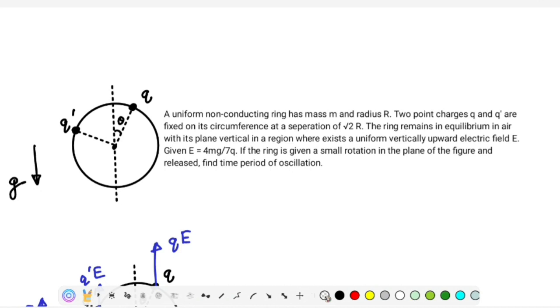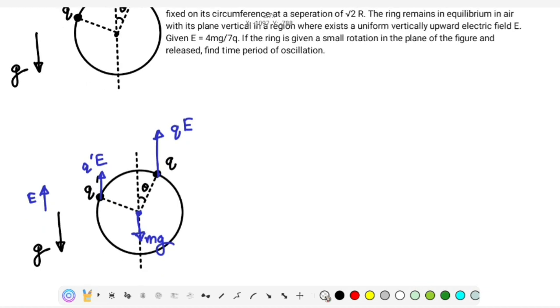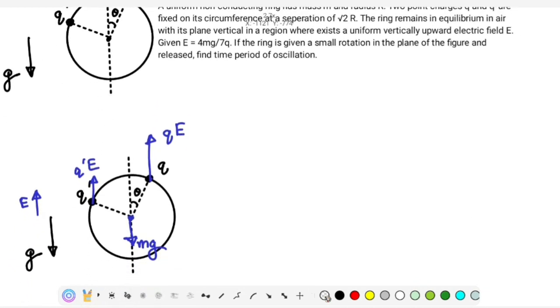So without further ado, let me start solving this question. I hope you have read this question one time. This question is taken from SBT but modified slightly. I have added how to find the time period of oscillation. Before that, we need to find the condition for equilibrium. So the two charges are in equilibrium for some particular value of theta.